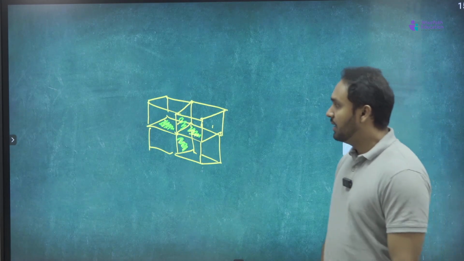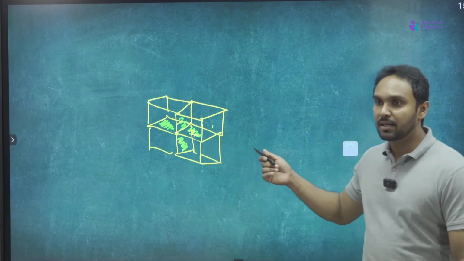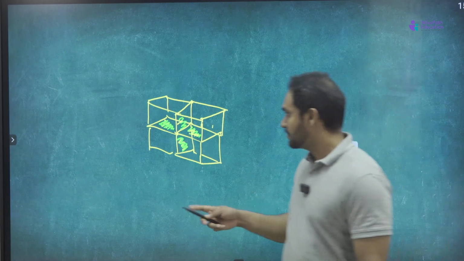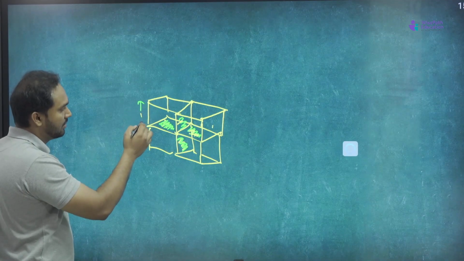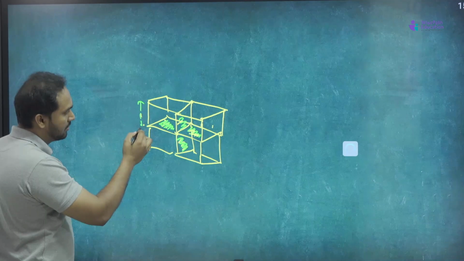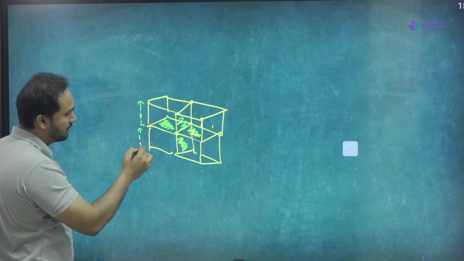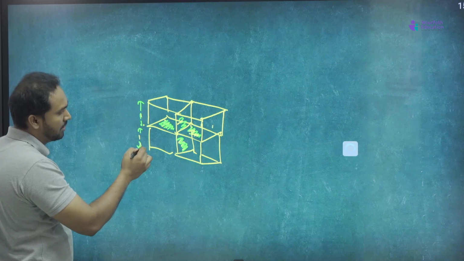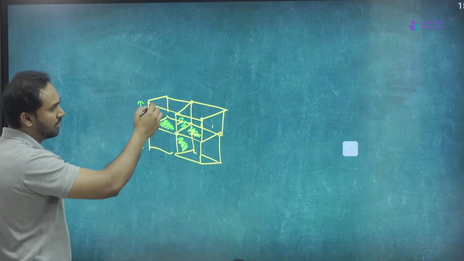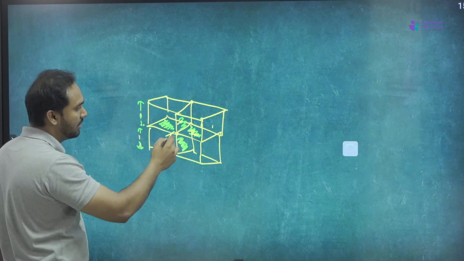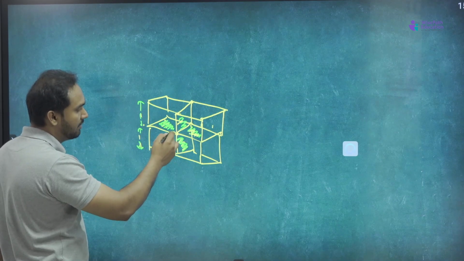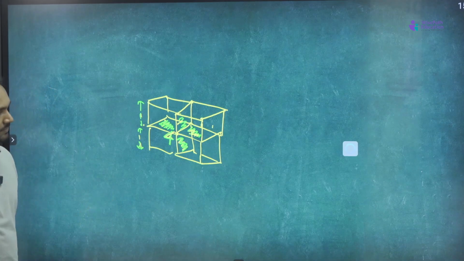Right. So we have to find the area. Now the side length was given as 1, so all of these are 1. This is 1, this is also 1. So this area is 2, and this side is also 2. So the complete area of this face is 2 into 2, which is 4. That will be 4. This is 4.